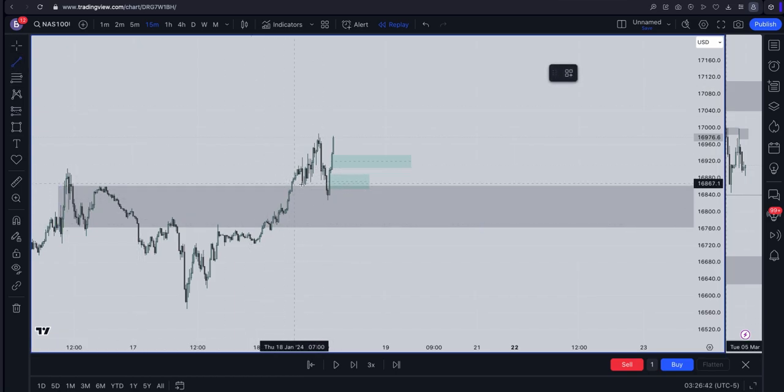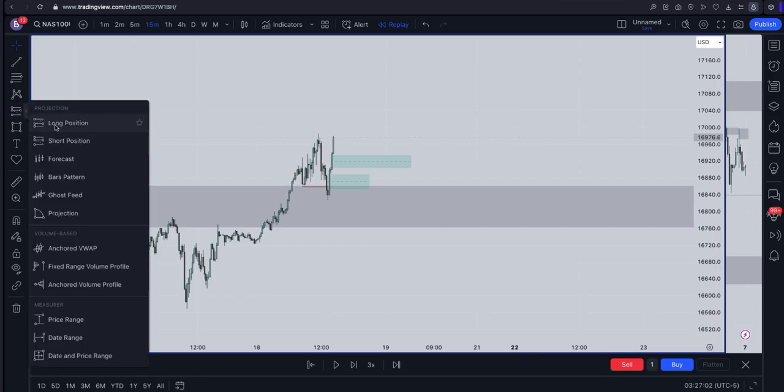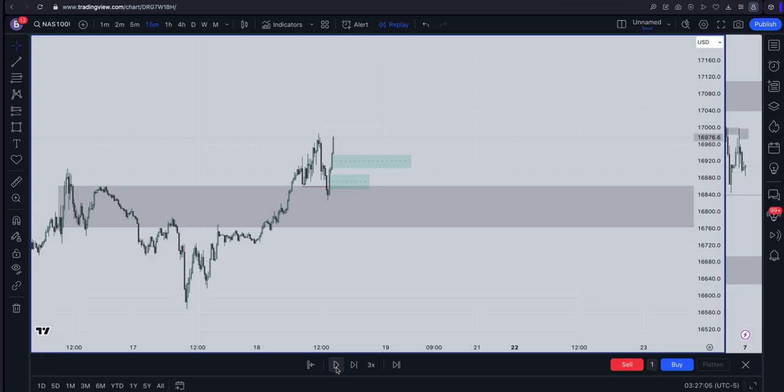Also here you can see that we have this low got swept. I like seeing this, especially if it happened during New York section. So this low got swept, and boom. This also actually happened yesterday on Nasdaq on 15 minutes. So I'm going to take these two entries, and let's see what happens.